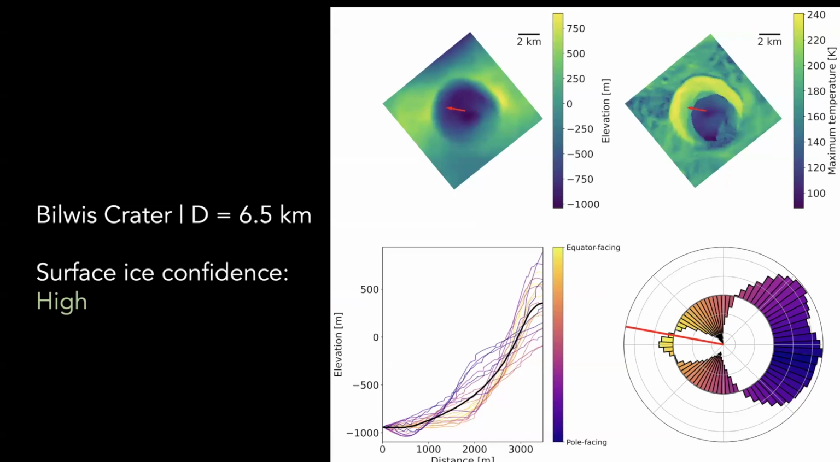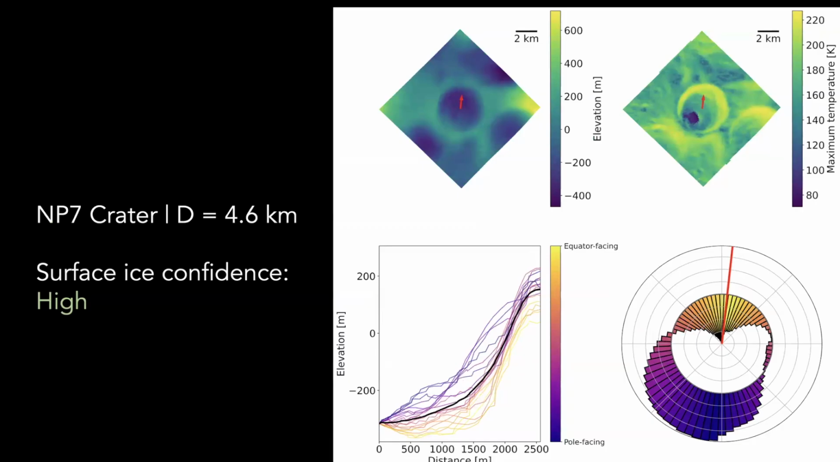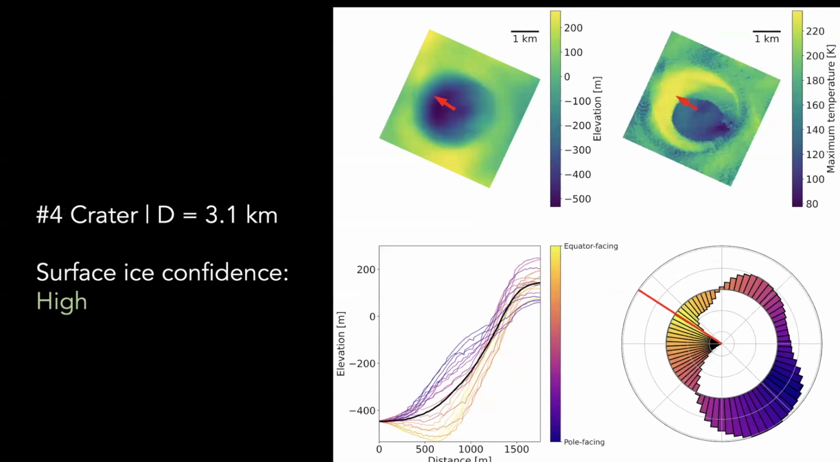And we see the same trend for the other polar craters that we thought had a morphology consistent with exposed surface ice. So here's NP7, which shows the same asymmetry, pole versus equator facing, and number 4, which is slightly off, but we still see a clear difference.